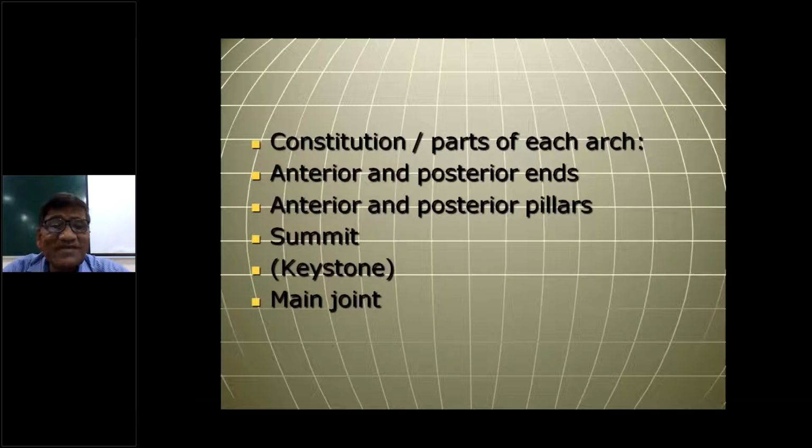What are the bones making the arch, and what are the bones which form ends? Anterior posterior ends or side medial lateral ends, and then anterior posterior pillars, and then summit, the keystone, and the main joint. We will learn every arch under these headings.